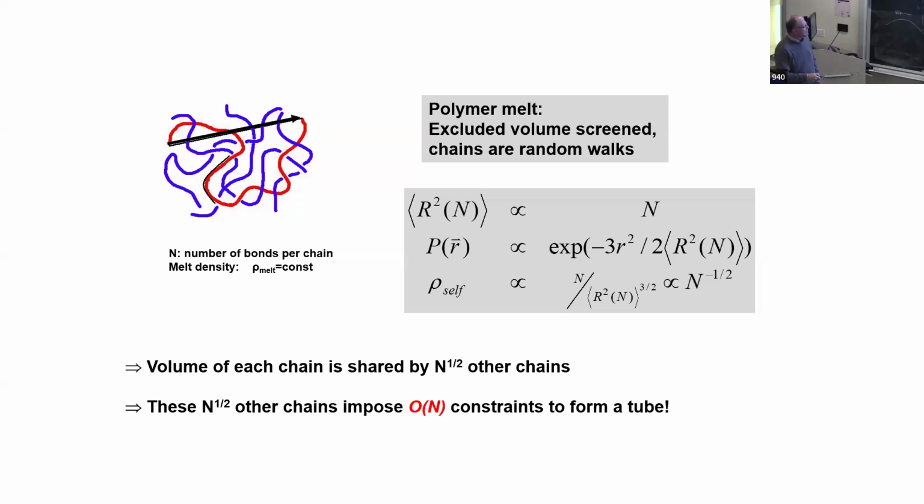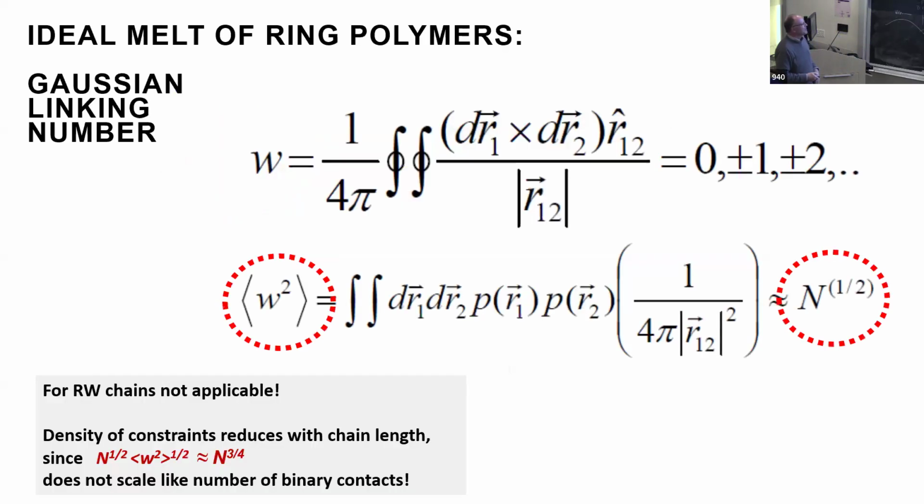And these n to the 1/2 other chains have to impose order of n constraints on this red chain, because otherwise it would not be in the tube. No? If the density of constraints would go down with chain length, you would not have this tube kind of behavior. There were many attempts to do this.